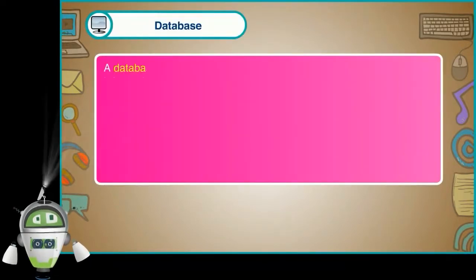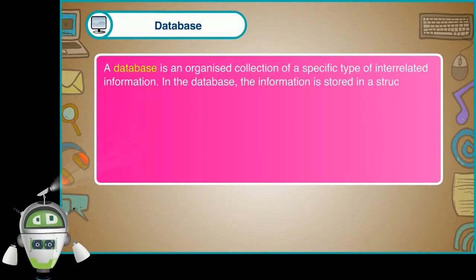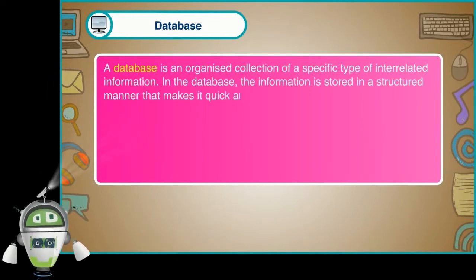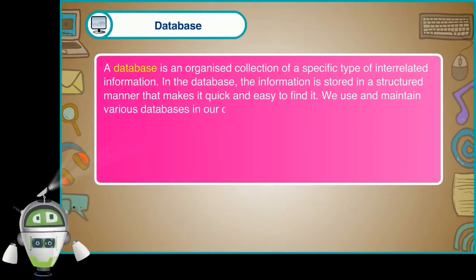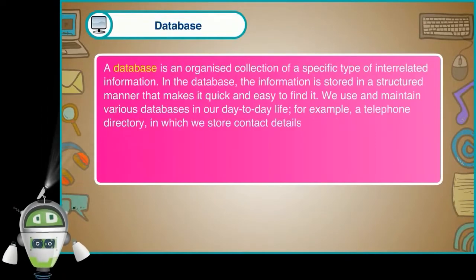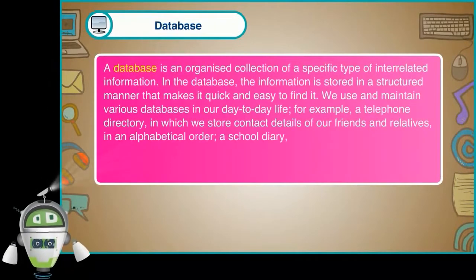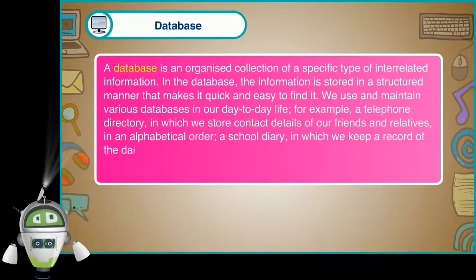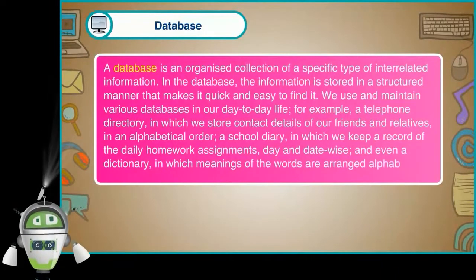Database. A database is an organized collection of a specific type of interrelated information. In the database, the information is stored in a structured manner that makes it quick and easy to find it. We use and maintain various databases in our day-to-day life. For example, a telephone directory in which we store contact details of our friends and relatives in an alphabetical order, a school diary in which we keep a record of the daily homework assignments, day and date-wise, and even a dictionary in which meanings of the words are arranged alphabetically.